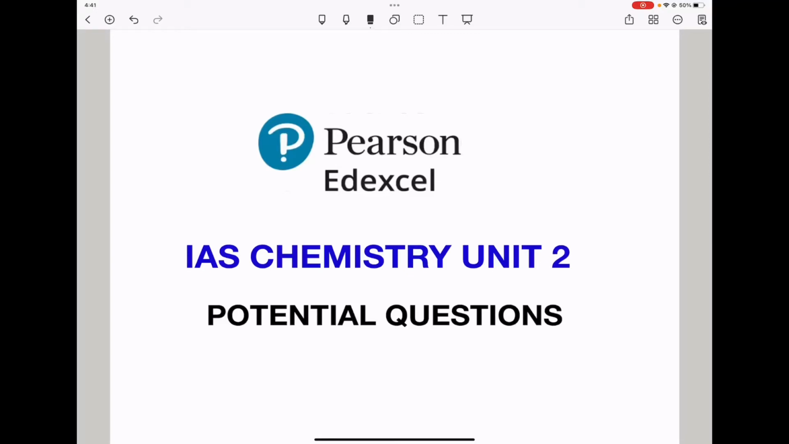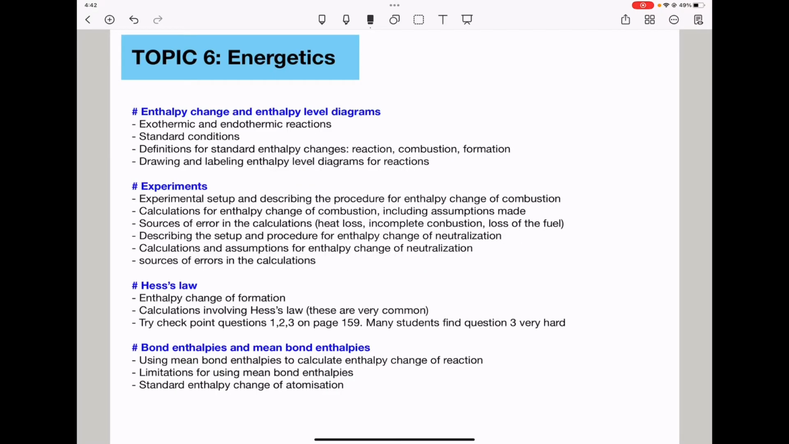Today we are doing the Pearson Edexcel International A Chemistry Unit 2 potential questions for any Unit 2 exam. Let's begin with the first topic. Topic 6, Energetics. Here they can ask you about enthalpy change and enthalpy level diagrams. You need to know about exothermic and endothermic reactions, standard conditions which are 298 Kelvin, 100 kilopascals, and so on.